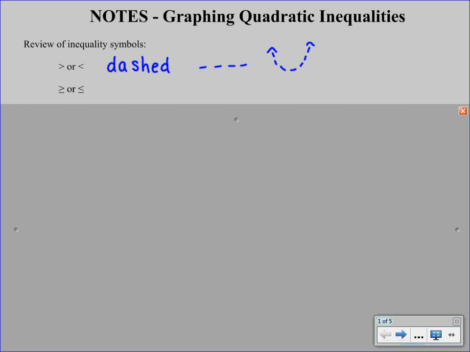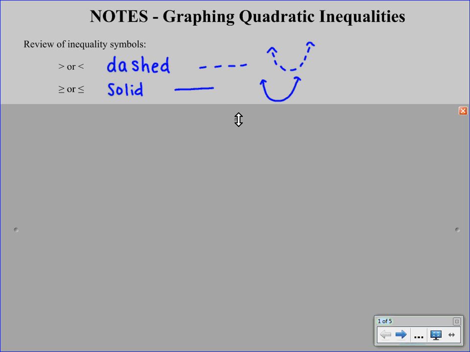With the other symbols, the greater than or equal to or the less than or equal to, if you think back to the number line, we used to do a solid circle. So now on the graph, you're going to do the same thing. You're just going to make a solid line, or in this case, a solid curve. So like we've been doing.